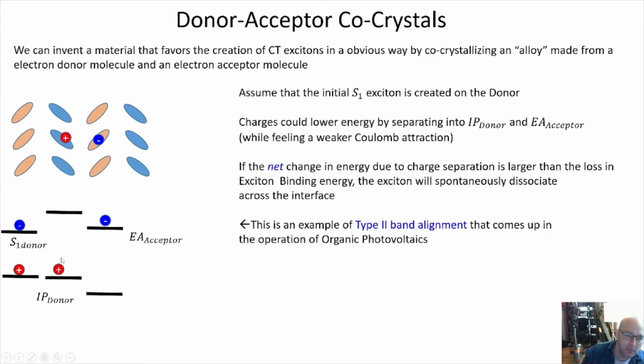And this band alignment that you see here between the ionized donor and the ionized acceptor is called a type 2 band alignment in the jargon of semiconductor physics. And that's exactly the type of band alignment that you need to favor charge separation in any solar cell, and in particular in organic solar cells. This type of band alignment is really important to drive charge separation. And we'll see another example of that in a minute.